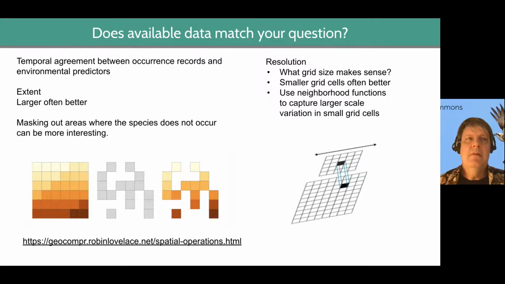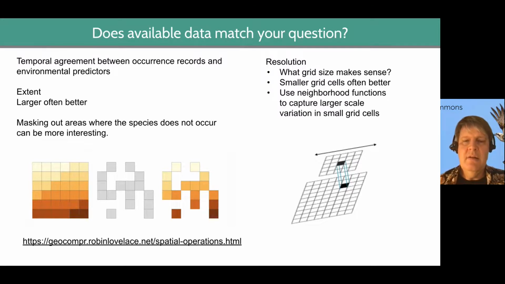One of the other things to think about with your environmental data: just like your occurrence records, you don't want really old occurrence records. You want the temporal period of your environmental data to match your occurrence records. So ideally, if you're using vegetation greenness as a predictor, and your occurrence records run over 10 years, you might want to take an average value over that 10 years for your greenness index. You want to make sure that the occurrence records and your environmental data line up.